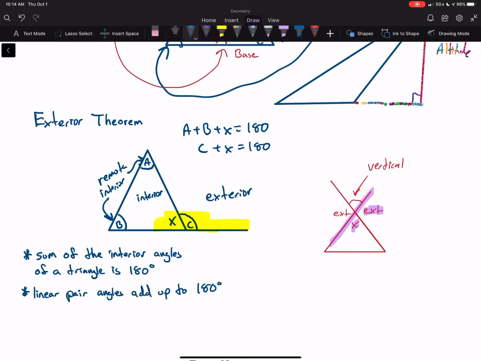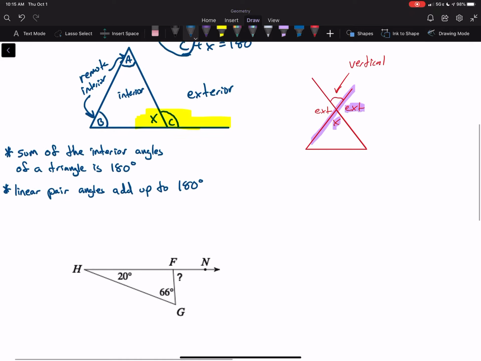So now, if we look at these things, these groupings are the same, right? A and B has to equal C, right? Because if we have A plus B plus a number makes 180, or C plus the same number equals 180, then those two things, A and B, have to equal C. So let's take a look at that in some problems and see how that really works out.